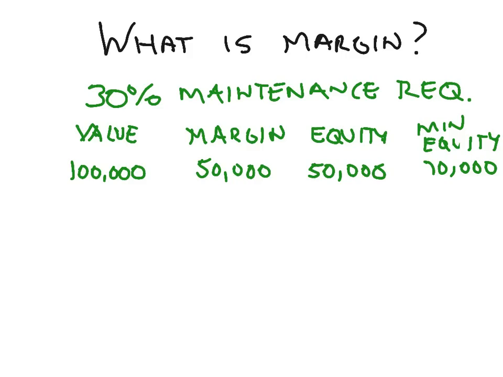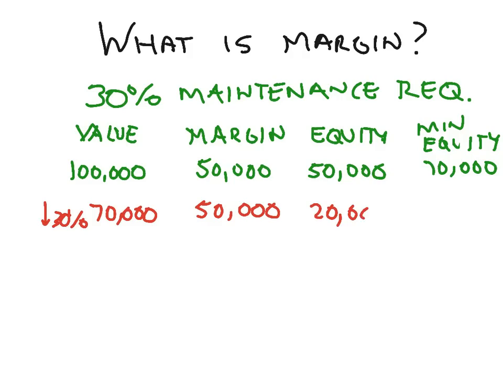The real problem comes if the portfolio, let's say, goes down 30%. So now the portfolio is worth $70,000, and you still have $50,000 of margin. So the equity is $70,000 minus $50,000, or $20,000, and the minimum equity required is 30% of the $70,000. So now you need to have $21,000 of equity, but you only have $20,000.